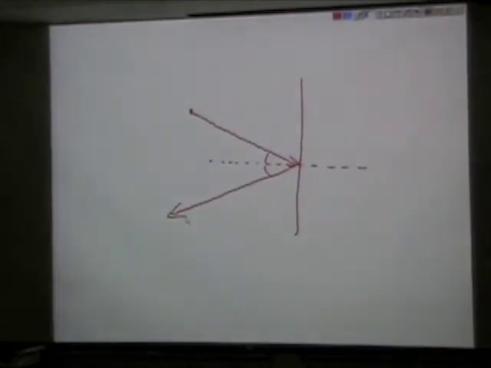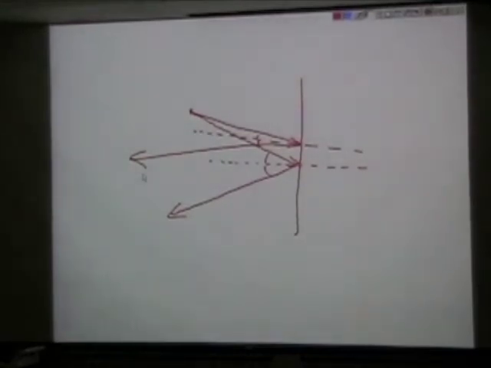Now, let's take another ray from the same source, like this one. If you look at the reflected ray of this one, with a smaller angle, this is how it's going to be reflected. Do these two rays converge? Or do these two rays diverge? Converge or diverge?